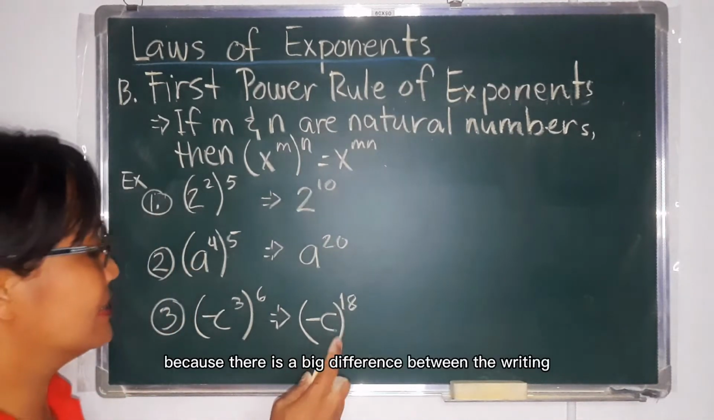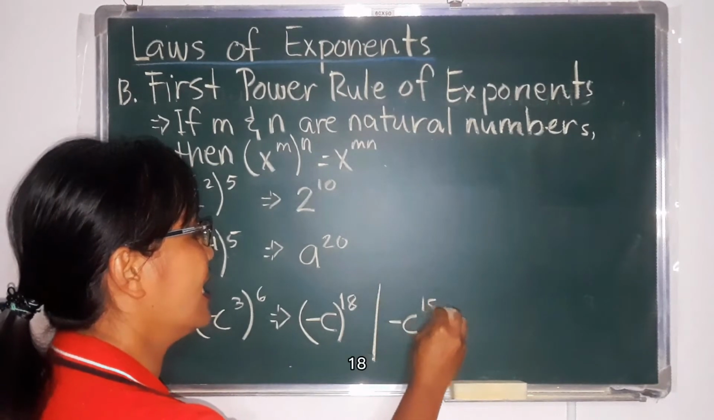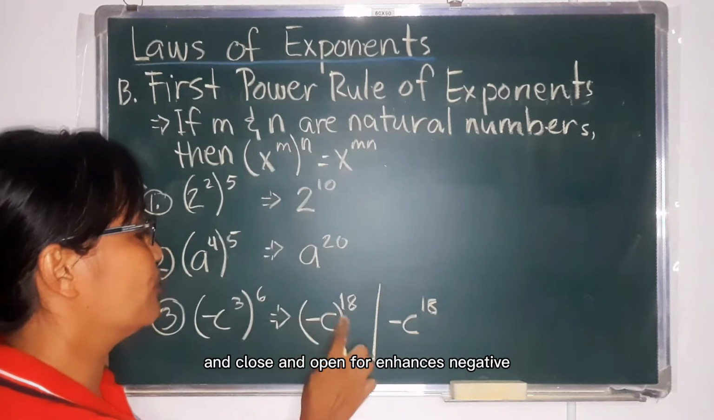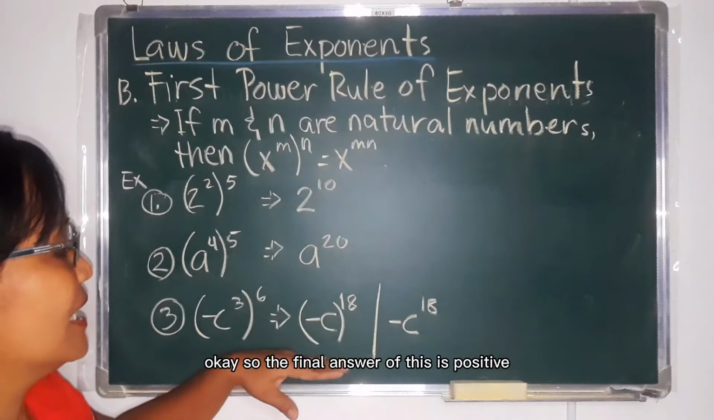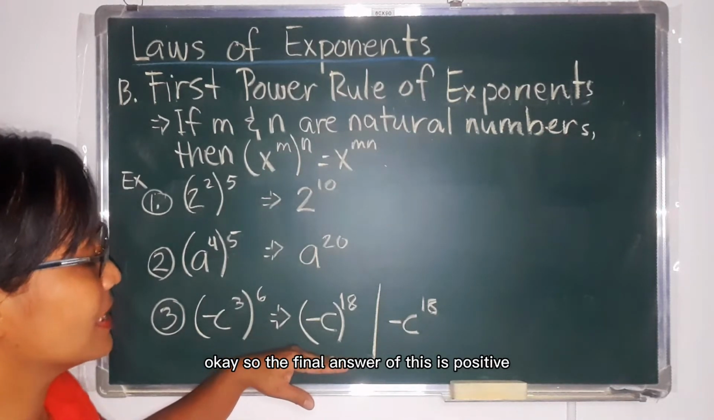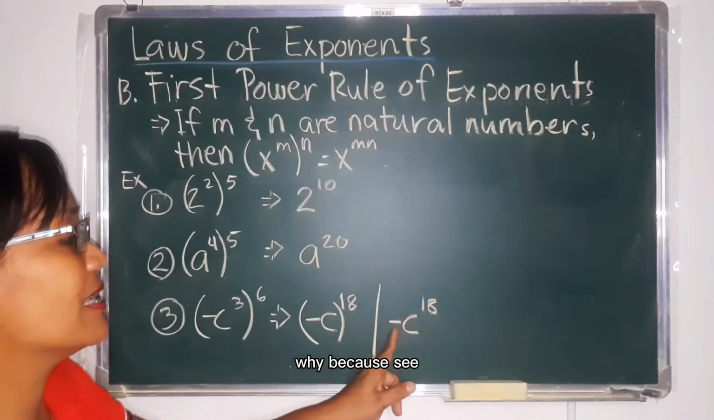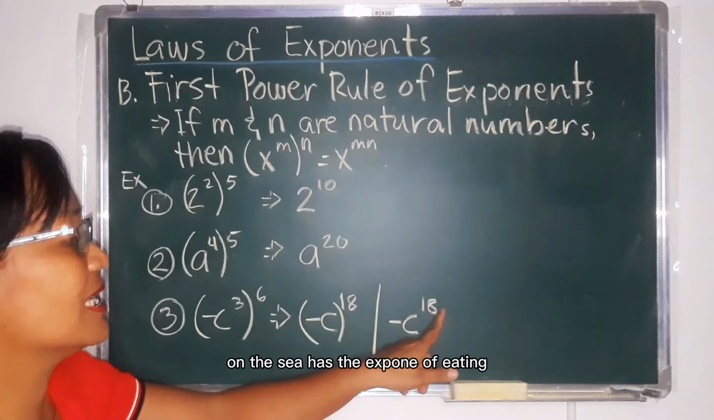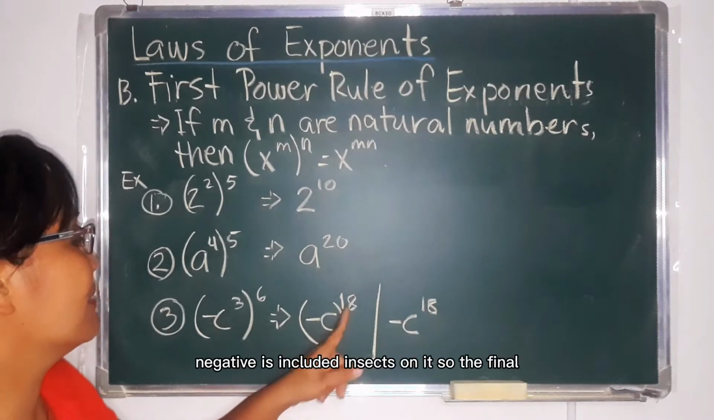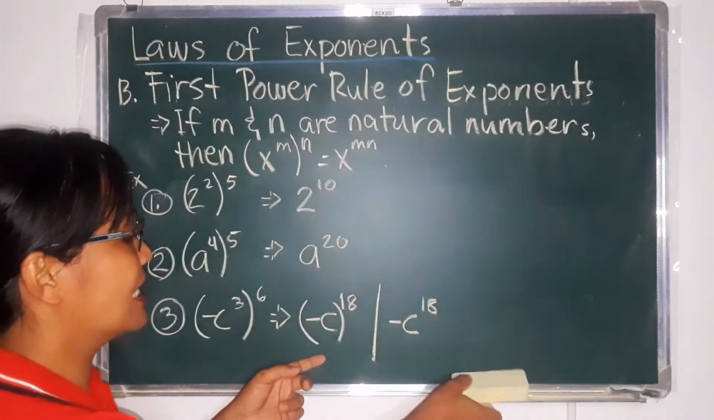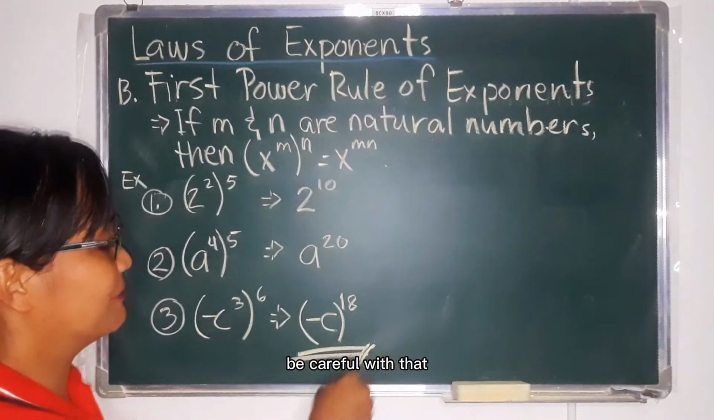Why? Because there is a big difference between writing negative c to the 18th and writing, in parentheses, negative c raised to the 18th power. Okay? The final answer of this is positive and the final answer of this is negative. Why? Because only c has the exponent 18. But in here, the negative is included in the exponent. So, the final answer is this one. Okay? Be careful with that.